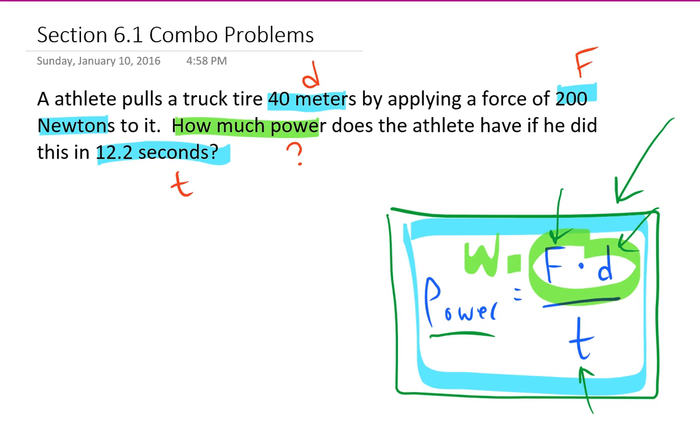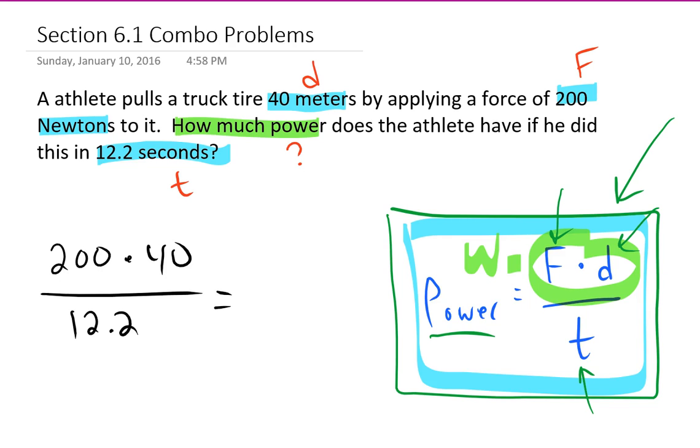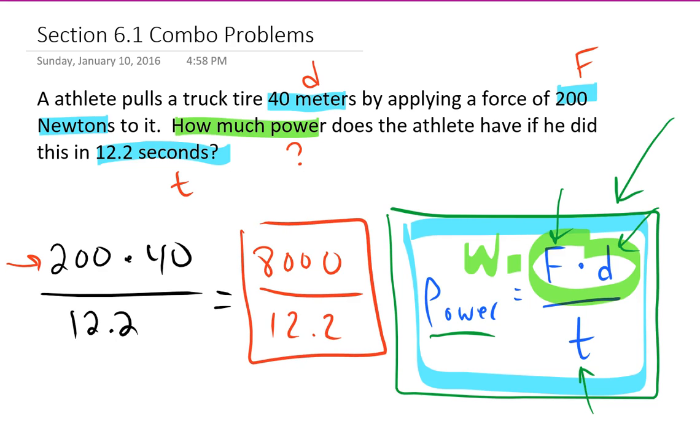So we're going to plug these three numbers into our work-power combo equation. For our force, we have 200. Our displacement is 40. And that's all divided by our time, which is 12.2 seconds. With this, we're going to plug this into our calculator. I like to show as much work as possible, so I'm going to do the top part first. We're going to simplify by multiplying the top part. 200 times 40 gives me 8,000. So I've got 8,000 now divided by 12.2.